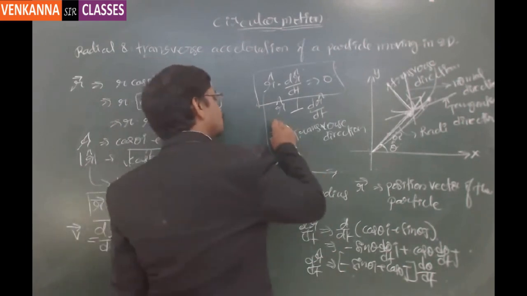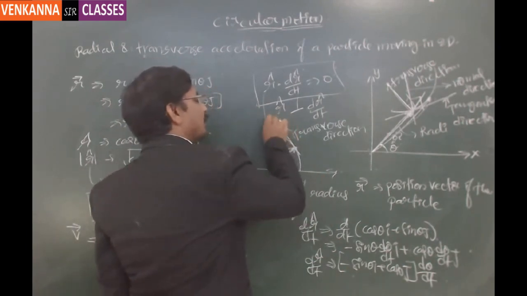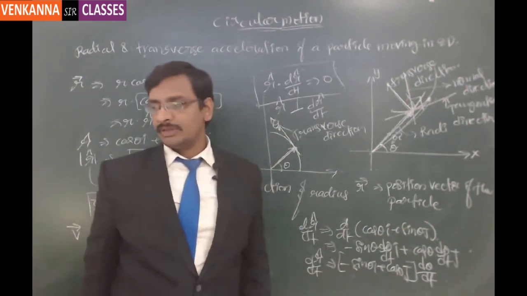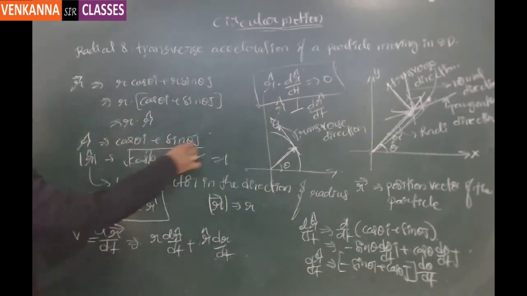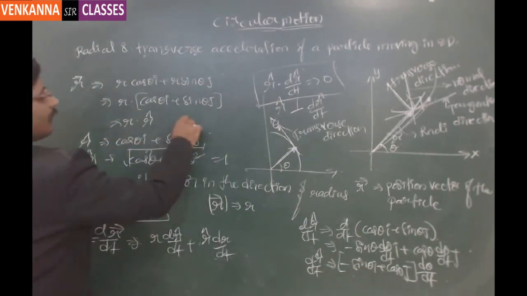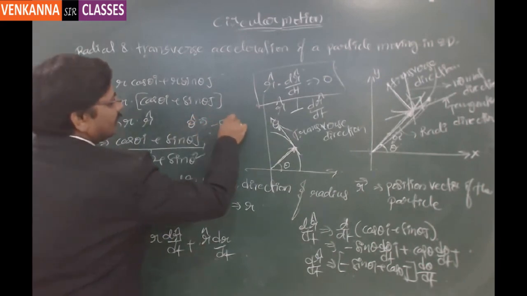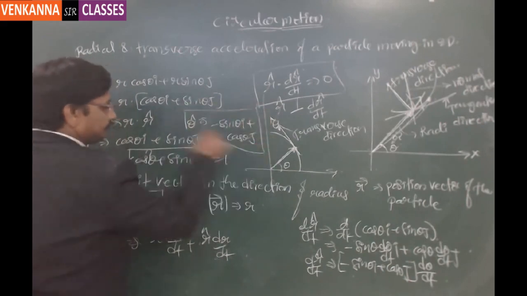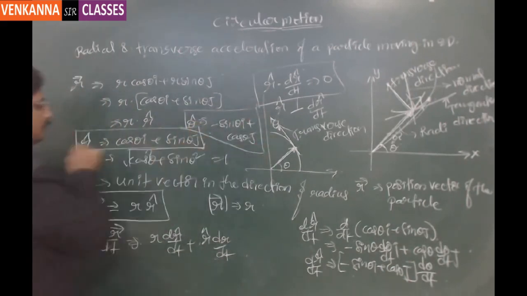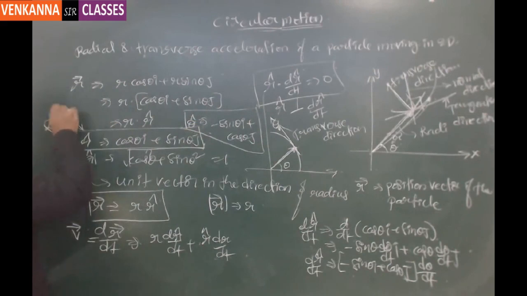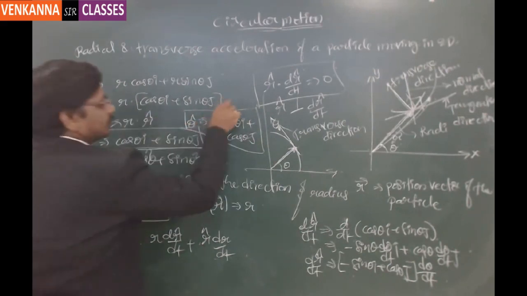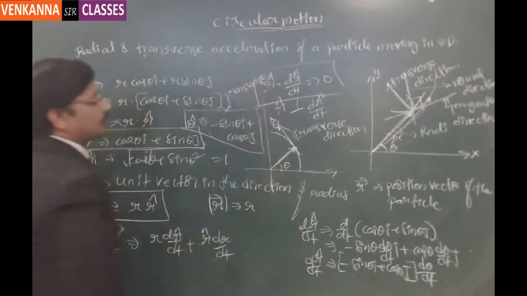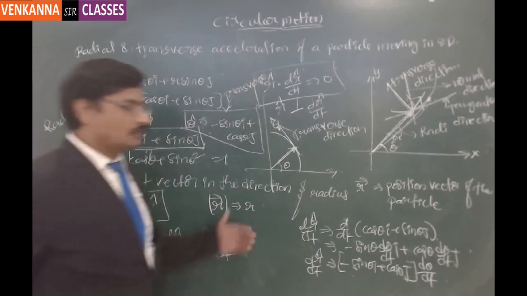So this direction, let us say, I call this theta cap. So theta cap is nothing but minus sin theta i plus cos theta j. Got it? So r cap value we have got already. And similarly, theta cap value we can write as minus sin theta i plus cos theta j. So this is the theta cap direction, and this is the r cap direction. So this direction is called the radial and this direction is called the transverse. Got it? So these are the two important directions we have got.